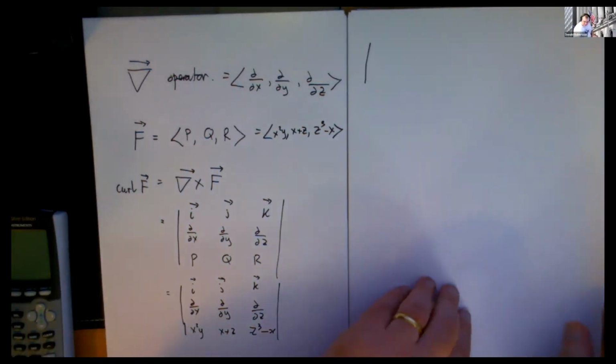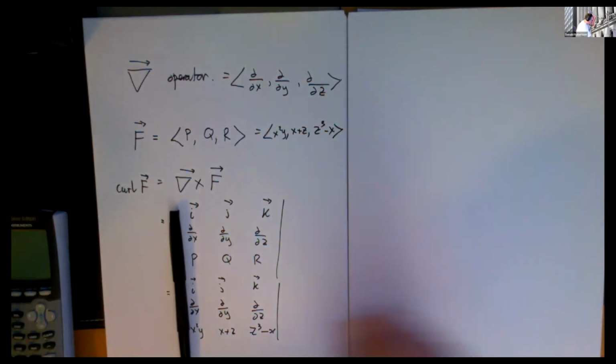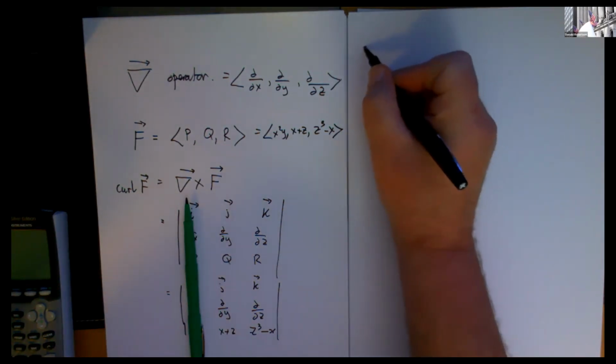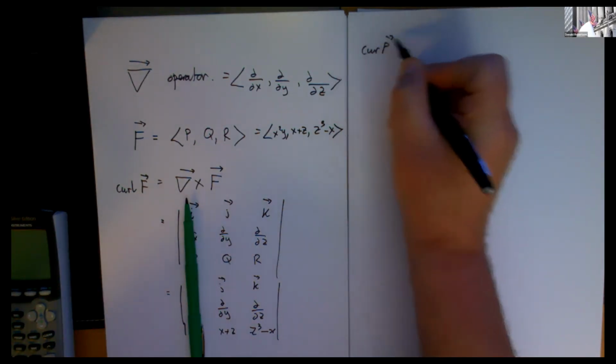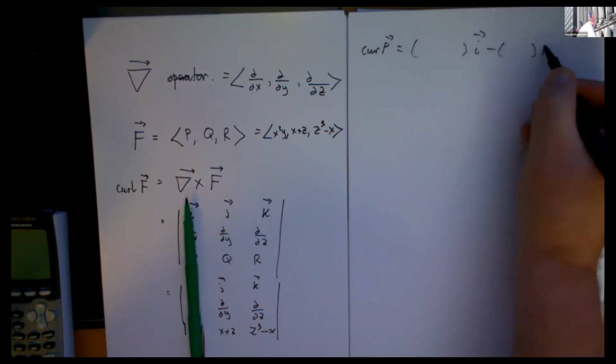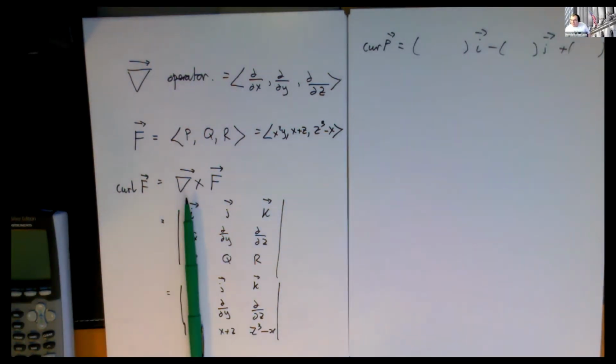Right. Now, in this question, I can just move my piece of paper. If I cover up the i column, I'll use this pen. We are going to get the curl of F. It's going to be so many i's, take away so many j's, plus so many k's. We're all comfortable about that bit, right?